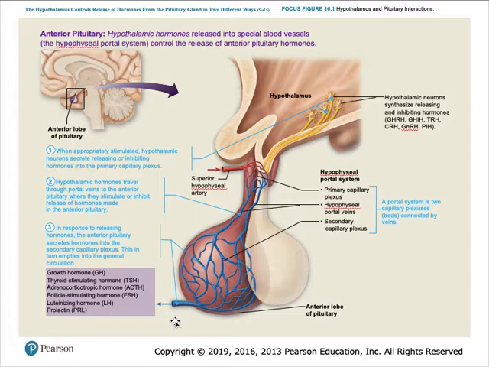Growth hormone, thyroid stimulating hormone, adrenocorticotropic hormone, follicle stimulating hormone, luteinizing hormone, and prolactin. FSH and LH in particular, we're going to talk about some more in the last few chapters with reproduction, and to some extent prolactin.